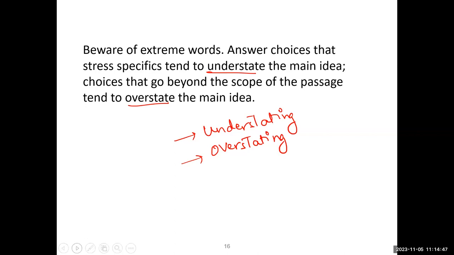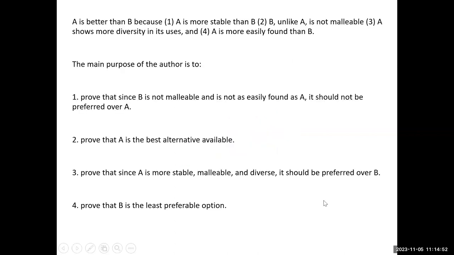Let's say this is a very simple passage. It says, A is better than B because, number one, A is more stable than B. Number two, B, unlike A, is not malleable. Number three, A shows more diversity in its uses. And number four, A is more easily found than B. So he tells you why A is better than B, and he gives you 4 different reasons.